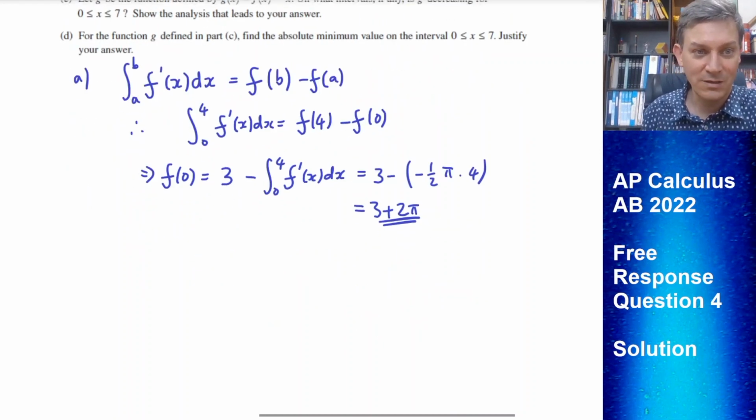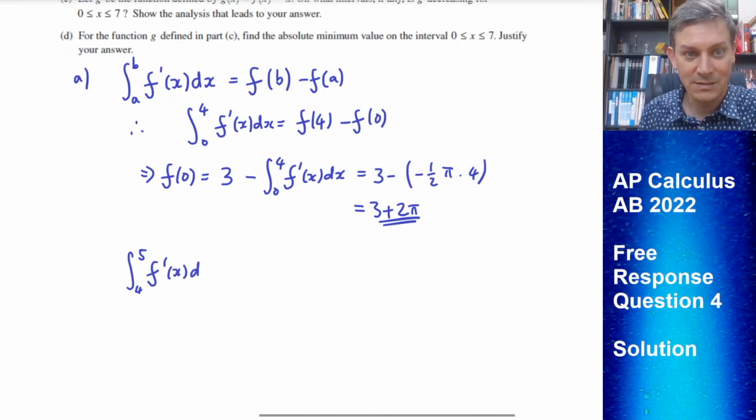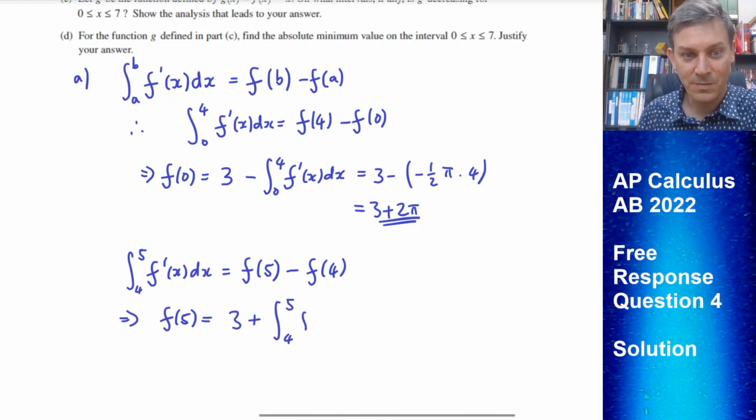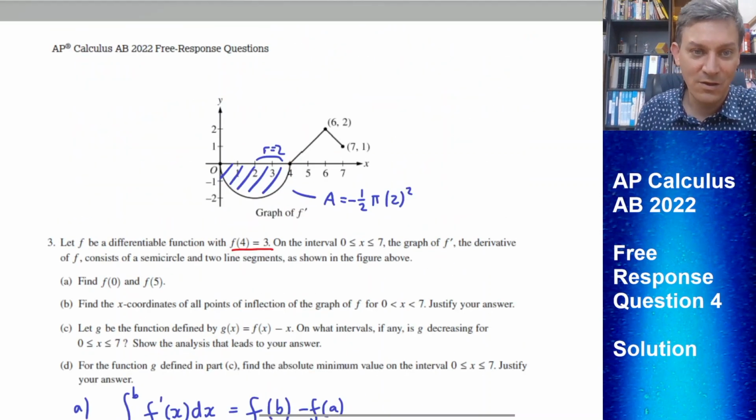And we can do the same trick to work out the value of f at 5. So the integral from 4 to 5 of f prime of x dx, from, again, the fundamental theorem of calculus is f of 5 minus f of 4. And here we want to know f of 5. So that should be equal to f of 4, which is 3, plus the integral from 4 to 5 of f prime of x dx. Okay, so what's that? So the integral from 4 to 5 of f prime of x dx is this one.